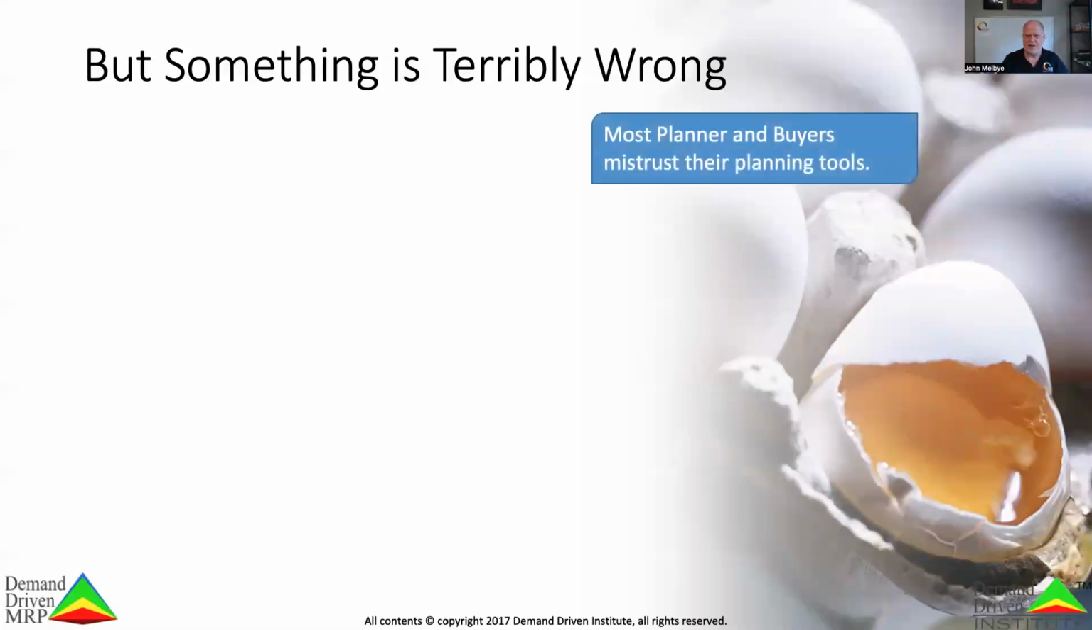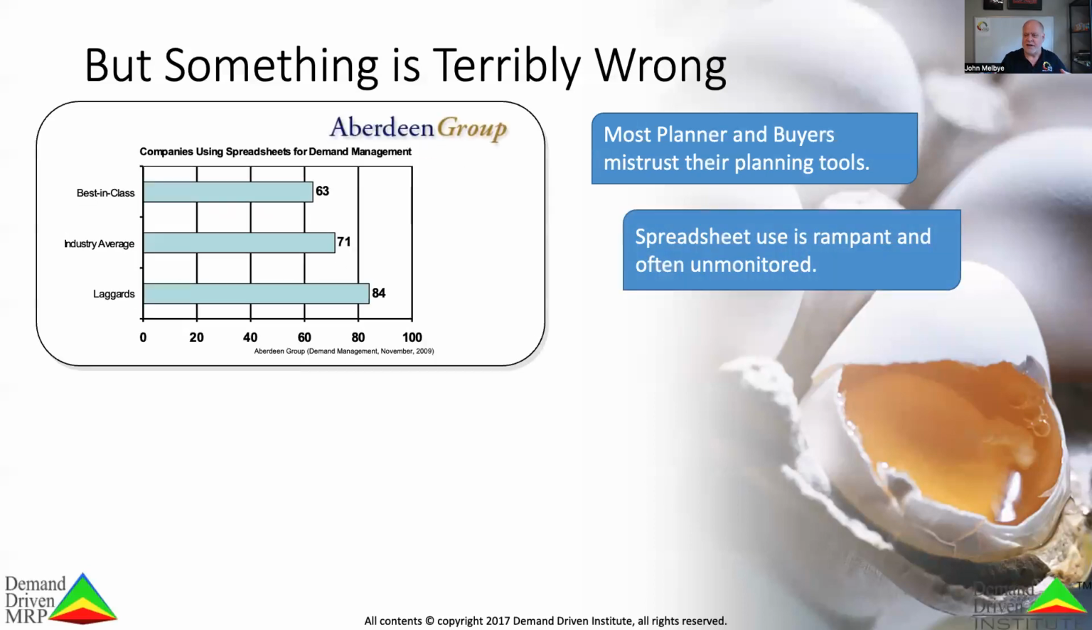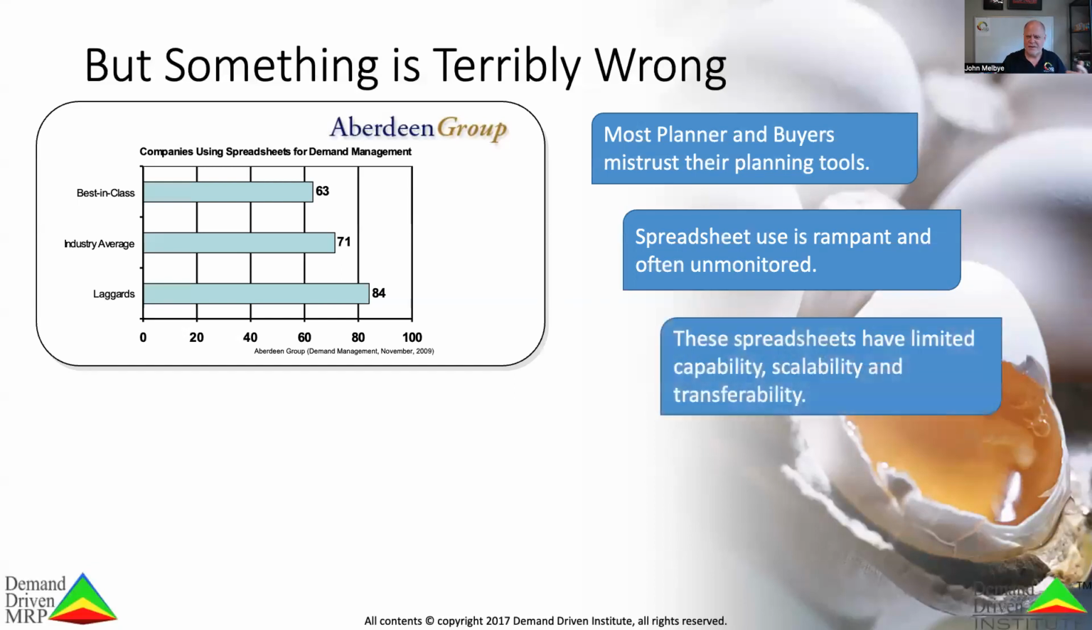But something isn't right. Most planners and buyers today mistrust their planning tools. So they take the output from the planning tool that was created and they use spreadsheets to fix it, to tweak it, to apply their business intelligence and actually change the output from this beautiful system that is supposed to have all these benefits. Of course, spreadsheets have their own problems, limited in capability and scalability.